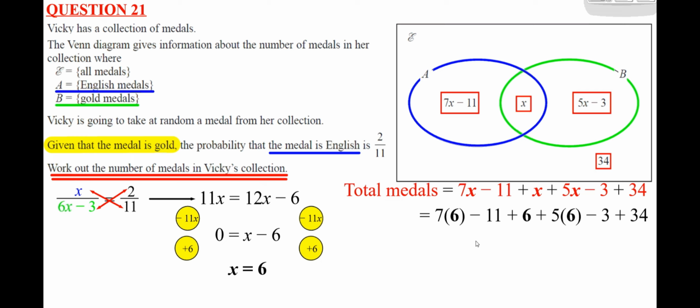You could type that into your calculator straight away, or if you want to do it slightly longer-windedly, 7 times 6 is 42, 5 times 6 is 30. Put that into your calculator, see what you get, and hopefully you'll agree that the total number of medals must therefore be 98. And we've finished question 21, therefore the whole paper, so you can breathe a sigh of relief, put your pen down, and relax for a second.